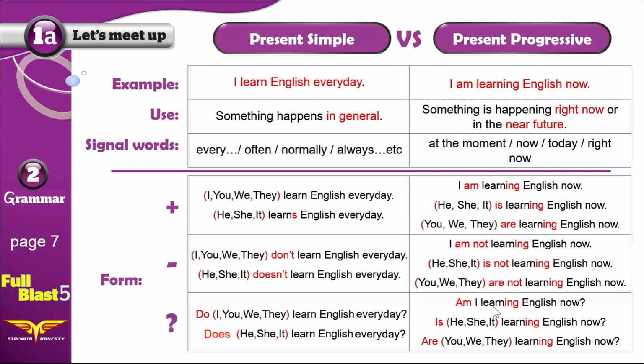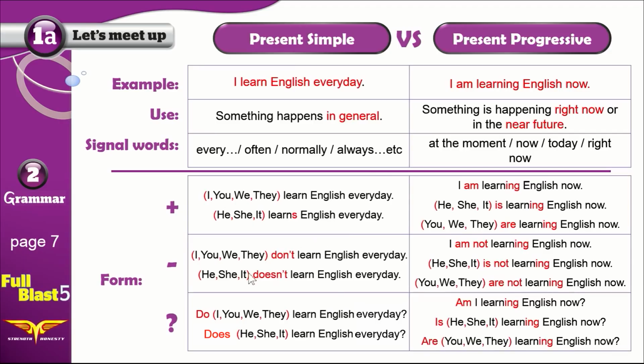In here, the same thing. You pick up the verb be and put it at the beginning. Am I learning English now? Is he learning English now? Are you or are we learning English now? And how do you answer that? Yes, I am. No, I am not. Yes, he is. No, he isn't. Yes, you are. No, you are not.